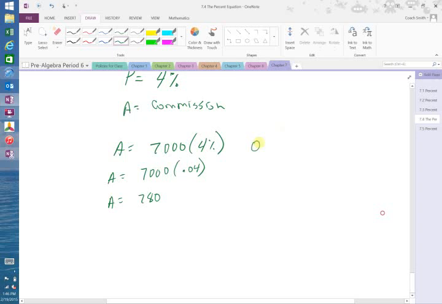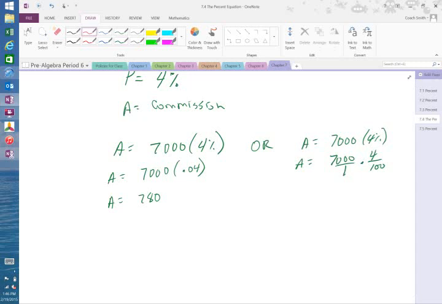Or you would have A is equal to 7,000 times 4%, which is A is equal to 7,000 times 4 over 100. In that case, those zeros cancel each other out, leaving me with A is equal to 70 times 4 over 1 times 1, which is A is equal to 280. Make sure you put the dollar sign on it.